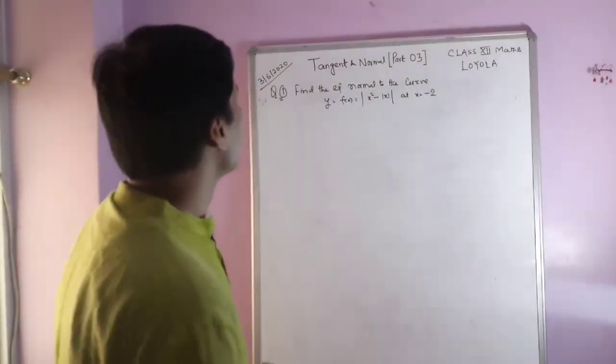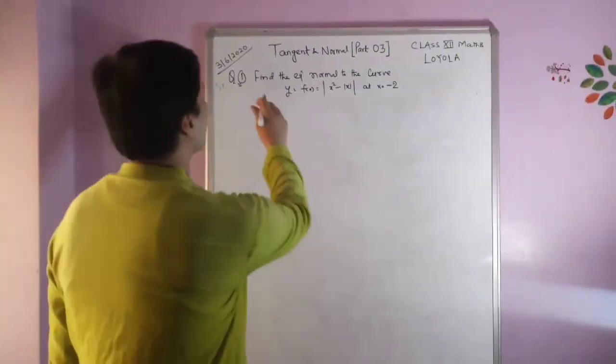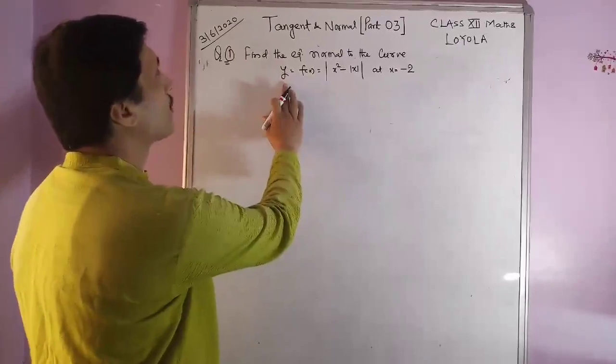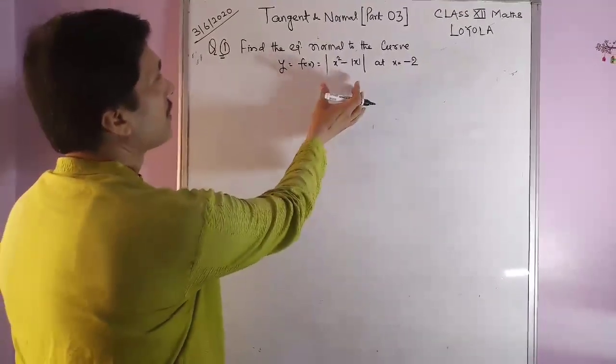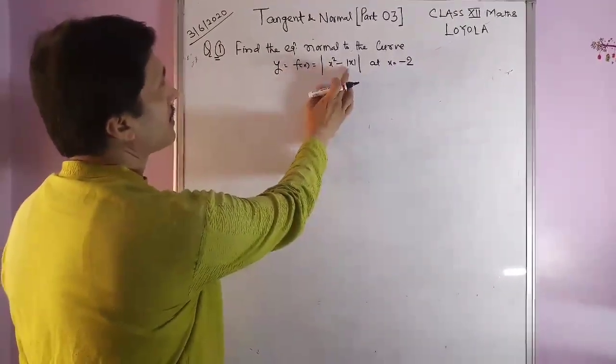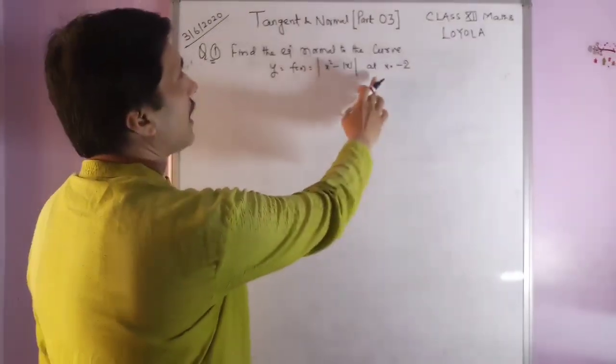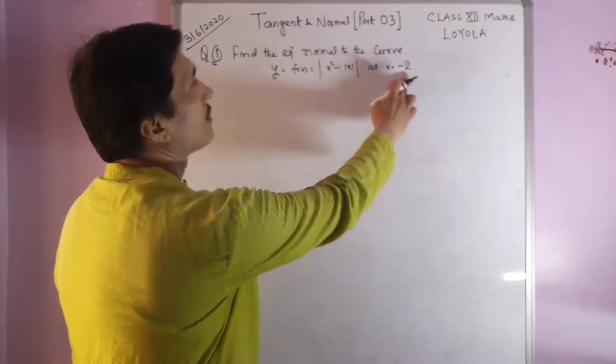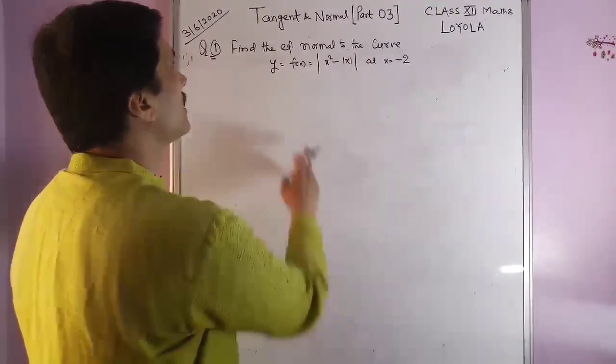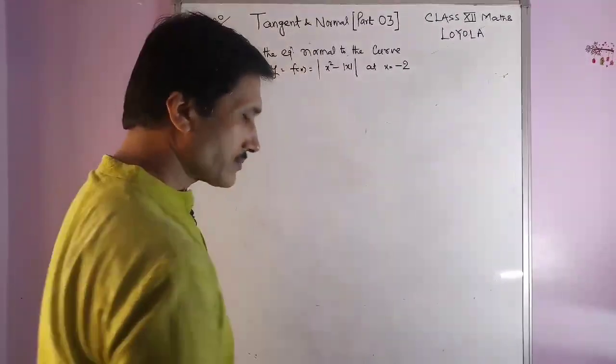The first one is: find the equation of normal to the curve y equal to f(x) equal to modulus of x square minus mod x at x equal to minus 2. Equation of normal.